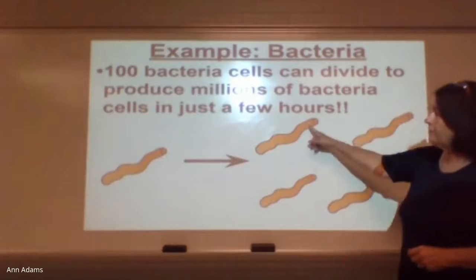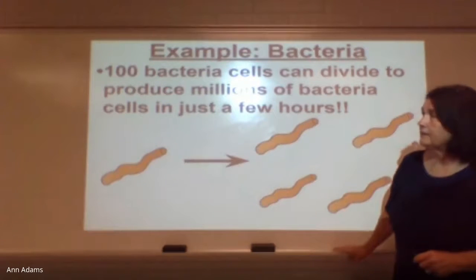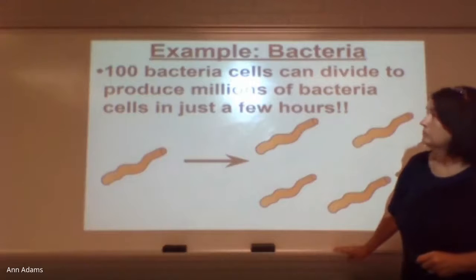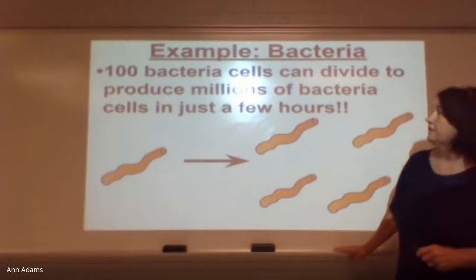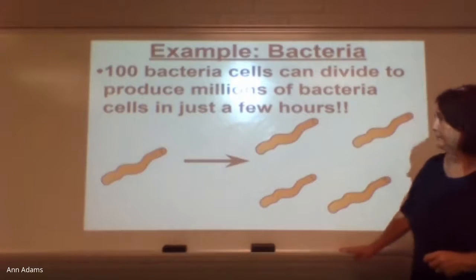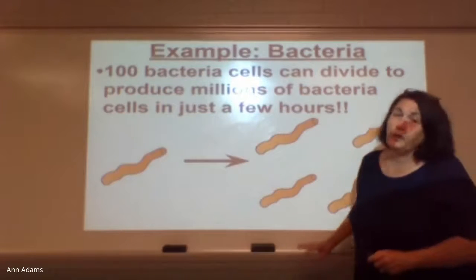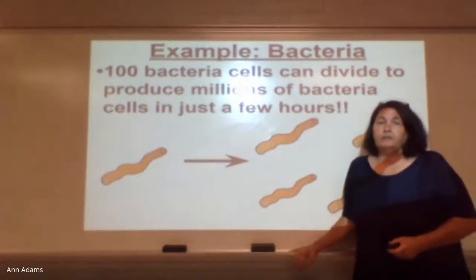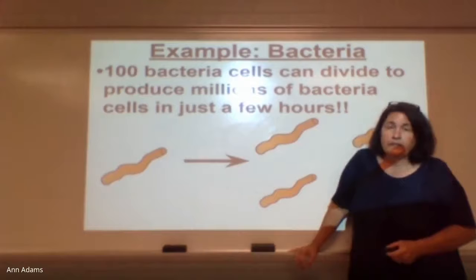The example was the bacteria. We looked at this in class. 100 bacteria cells can divide and produce millions in only a few hours. So bacteria reproduces really, really quickly.